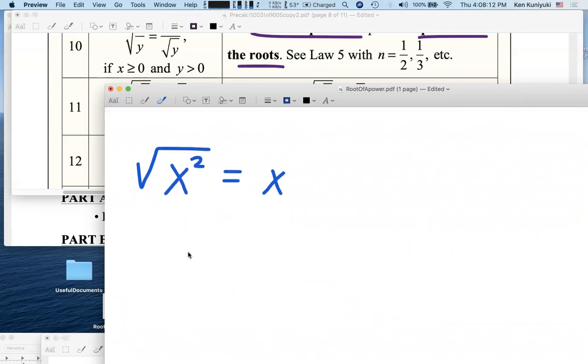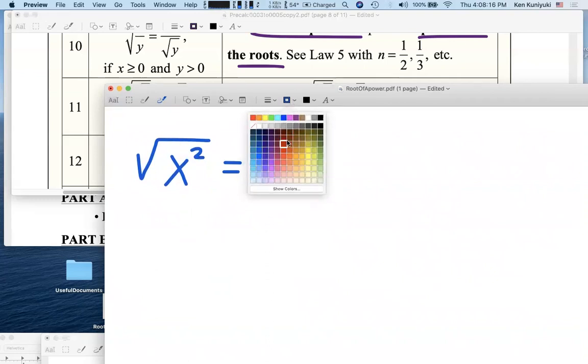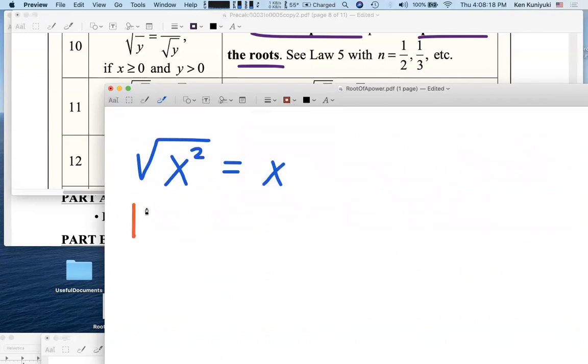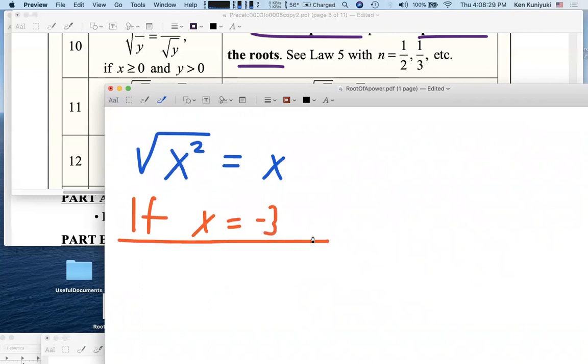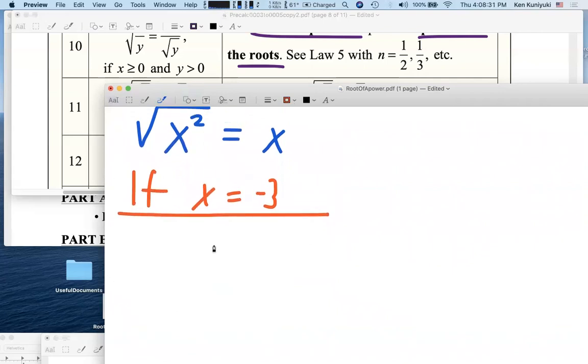That's true, but let's do an example here. What if x is a negative value? Okay, so if x is, for example, -3. This all works very cleanly if x is +3. Check it out. But what if x is -3? Let's see what happens here. All right, the square root of the square of -3.